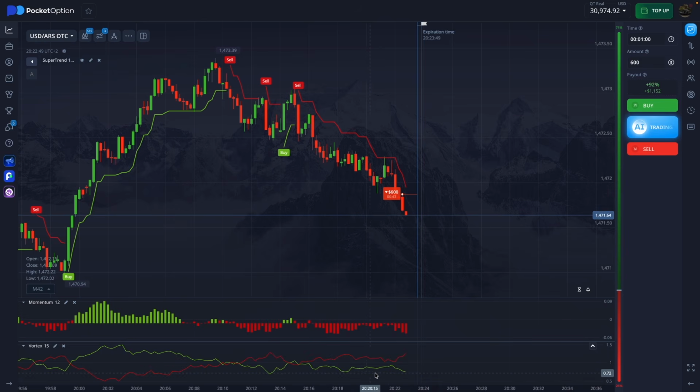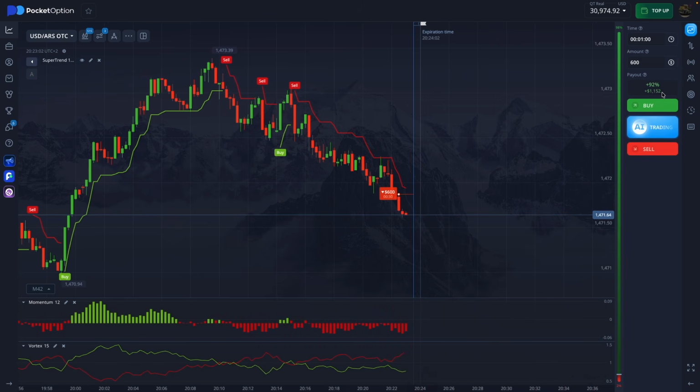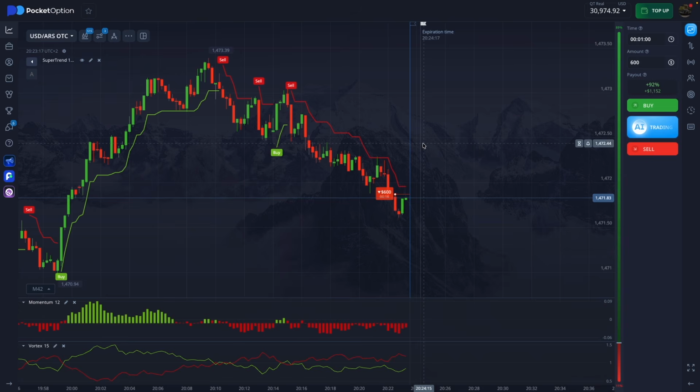That is, the red line is above the green line. That's why I entered the trade. And I entered this trade for $600. So I am paying attention to the payout. I see that if my trade closes in profit, I will receive $1,152. From this amount, I subtract $600, which is the amount of my current trade. Then I subtract the amount of the previous trade, which is $300. This means that if this trade closes in profit, I will cover the loss from the previous trade and earn a little extra on top.